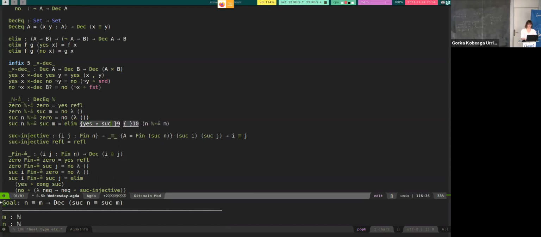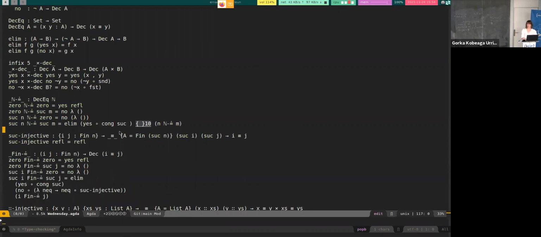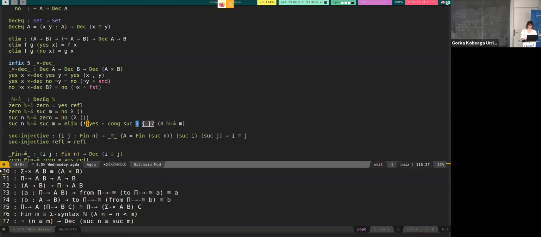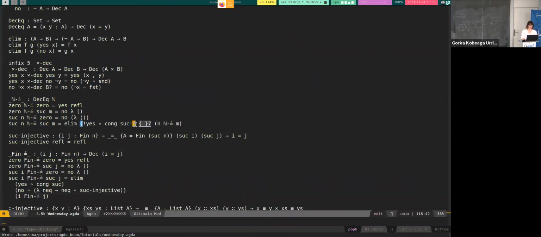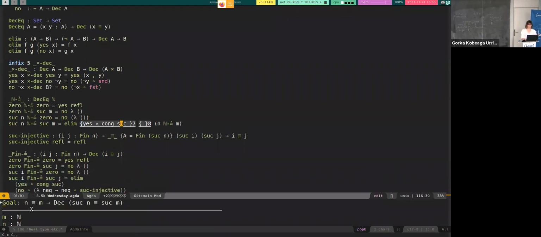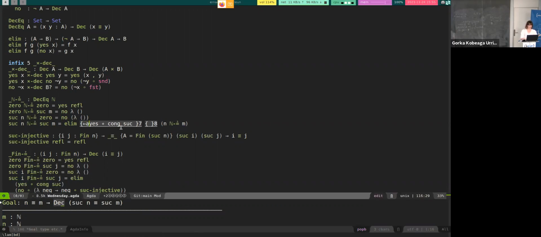And to do that, I'm going to compose yes, and congruence and successor. So I'm given this n equals m. The first thing I'm going to do is do congruence with successor. So that is going to be transformed into successor of n equals successor of m. And once I have successor of n equals successor of m, I'm going to use the yes constructor to create a Dec of that. So this is the same as accepting the proof as an argument and then doing this.